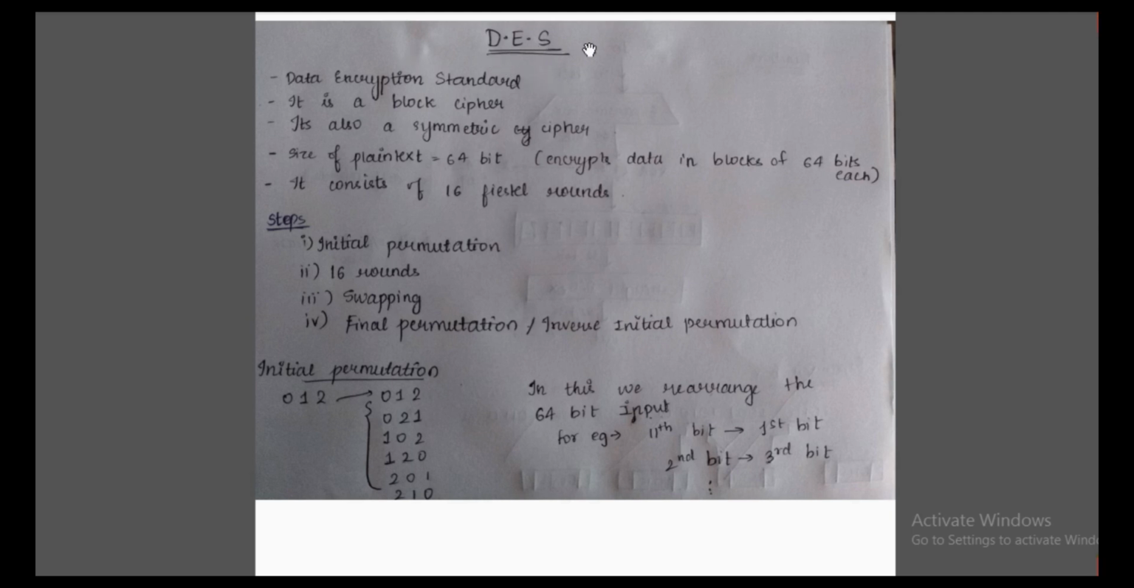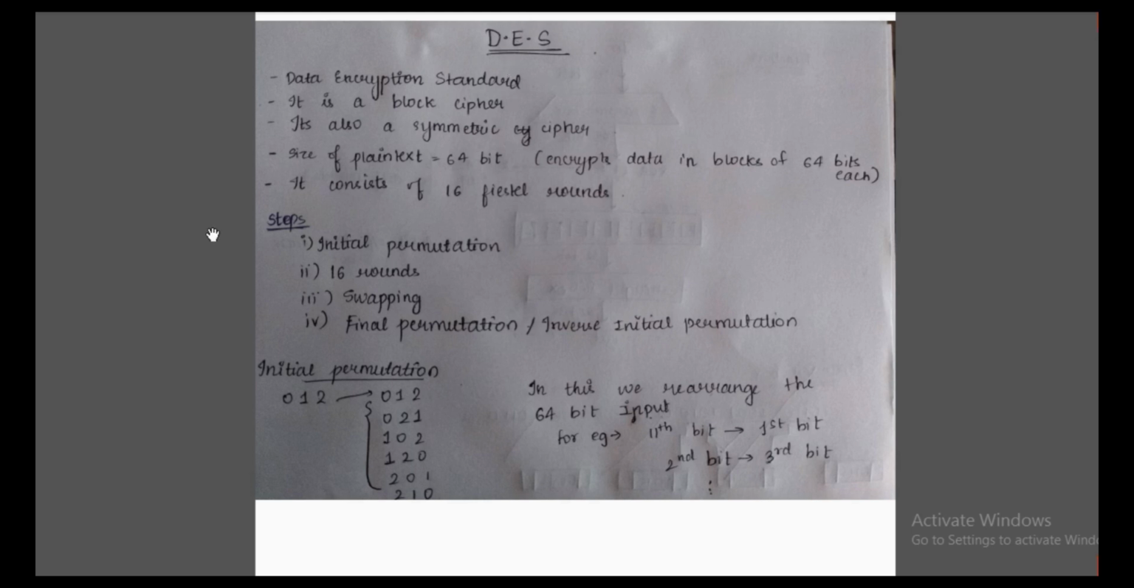So what is DES? DES stands for Data Encryption Standard, and it is a type of block cipher because in this the data is encrypted in the form of blocks rather than bit by bit. And it is also a symmetric cipher because both the sender and receiver will use the same keys.